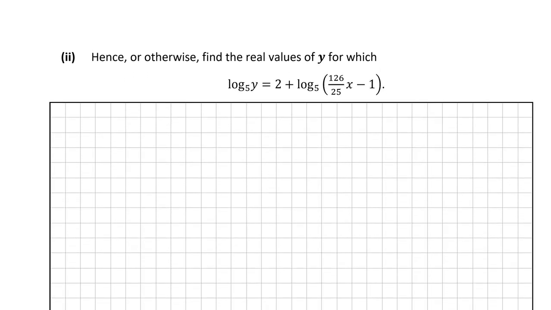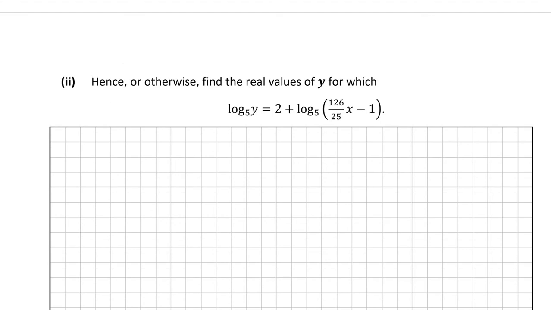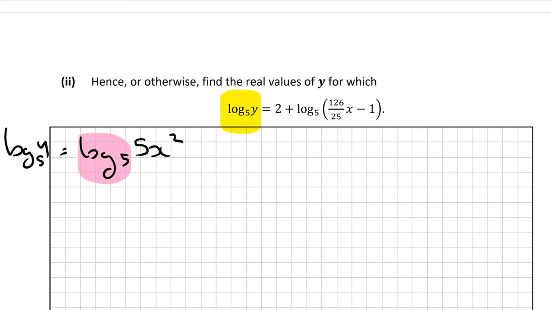Hence otherwise find real values for y for which log of y to the base 5 is equal to 2 plus log of 126 over 25x minus 1 to the base 5. So this is a typical question involving indices and logs, to use the information you had in the first question to answer the second one. Well, we know that log of y to the base 5 is just log of 5x squared to the base 5. The trick here will be to get everything in the form of the log of some number to the same base. So I need to try and get this into that format.